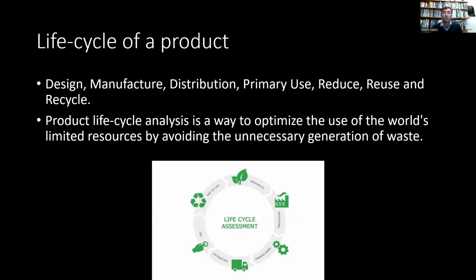Distribution, primary use, the product's reduction, reuse, and recycling can all be considered in how we build products in our world. And this way of looking at manufacturing and consumption is called life cycle analysis. And it is a big opportunity in our world today.